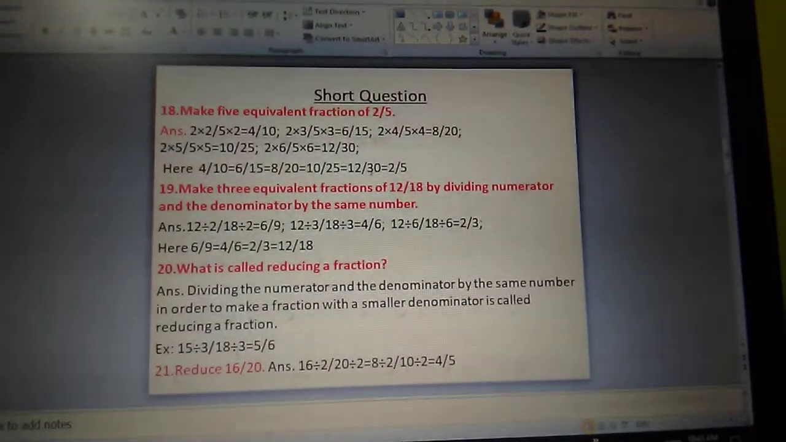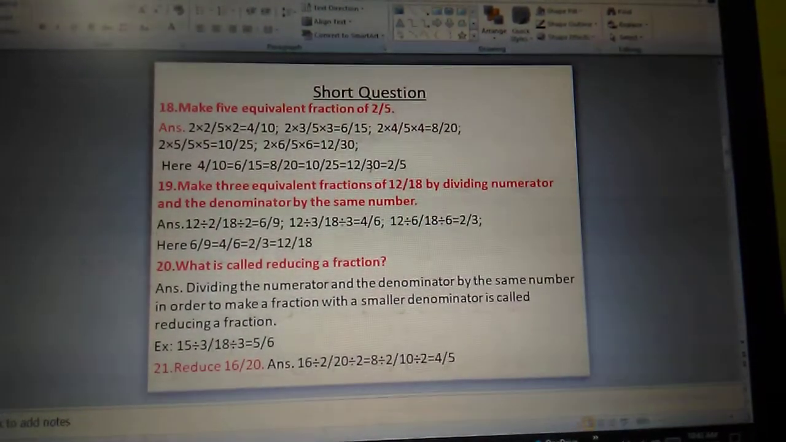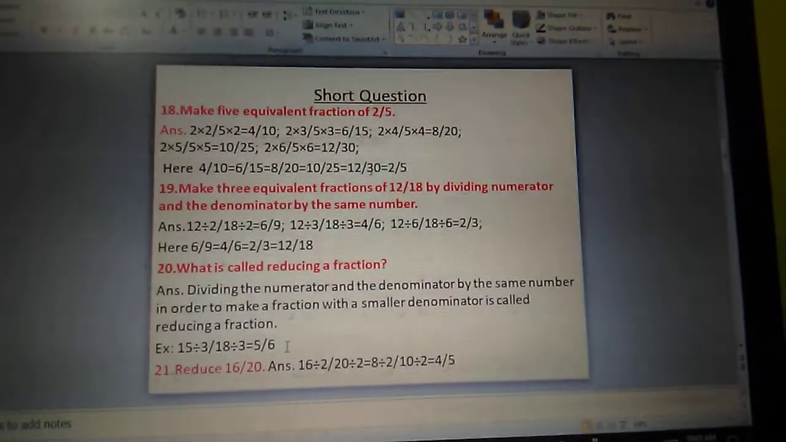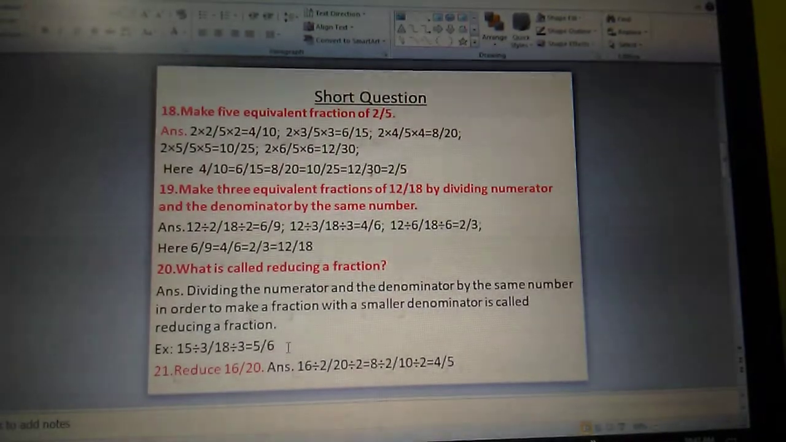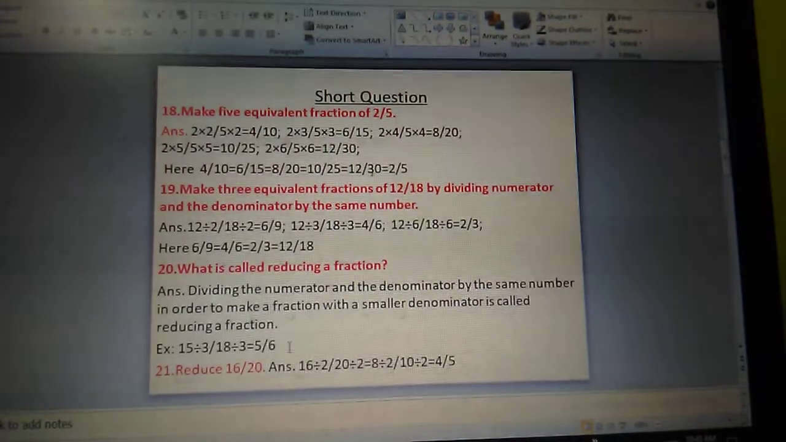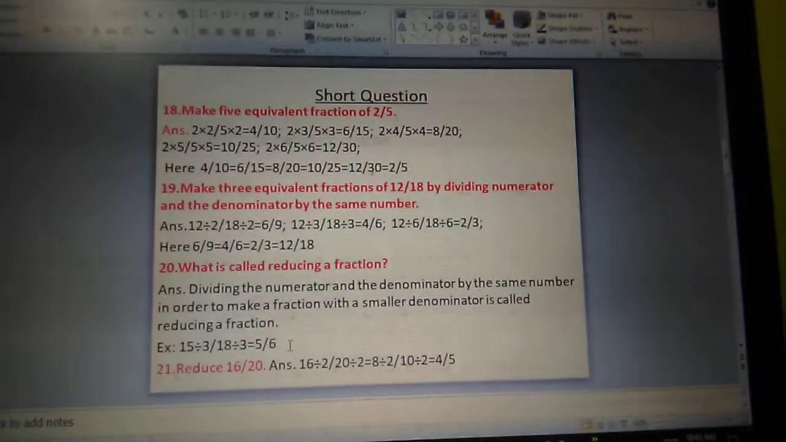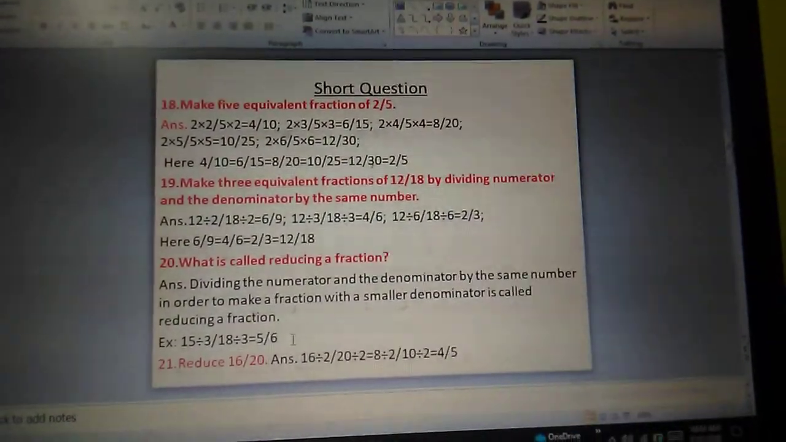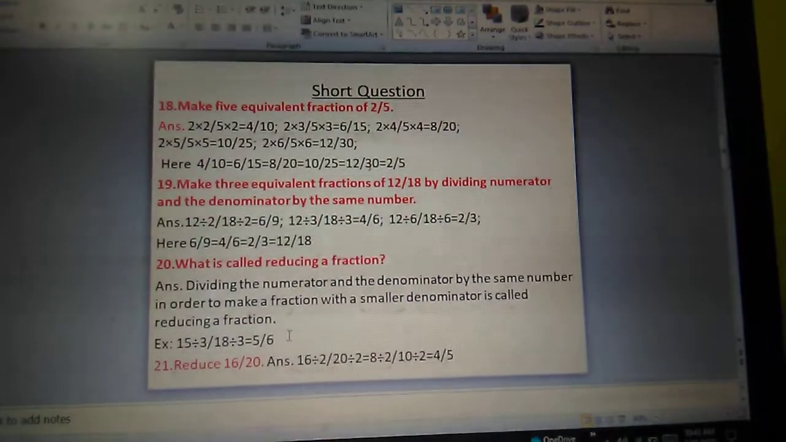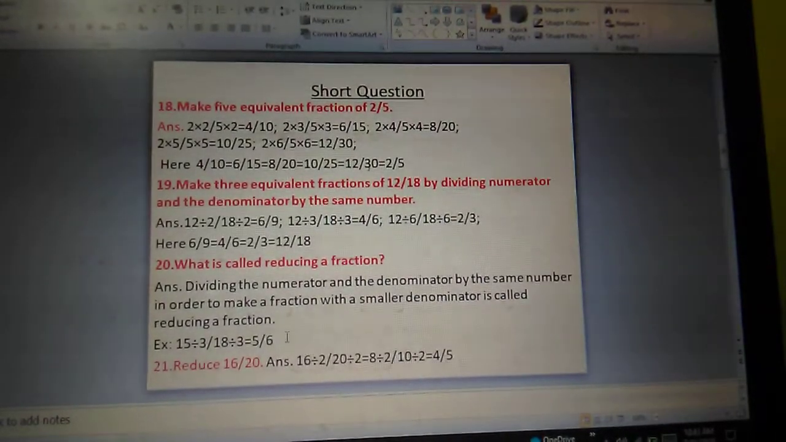Look here, 15 by 18. This is the given fraction. If we divide 15 by 3 and 18 by 3, we get 5 by 6. So it is reduced. We reduce until it cannot be reduced anymore. There will be no common factors of the numerator and the denominator when we have reduced it fully.